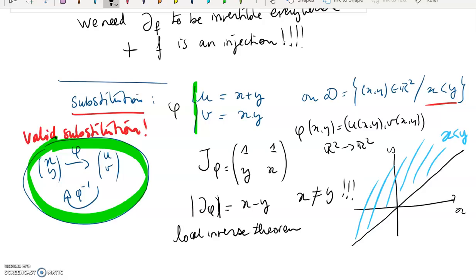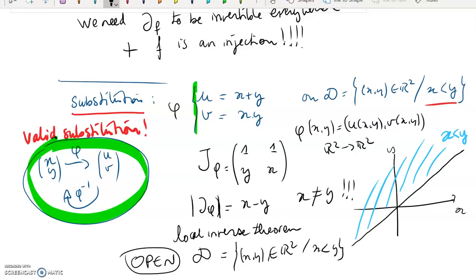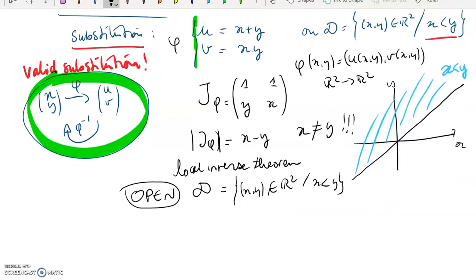I need my set to be open. That was important. If I need openness, I will need to have a strict inequality. So the set of xy in R2 such that x is smaller than y. I can apply my local inverse theorem on that open set. Maybe I should write it in big letters: we need our sets to be open, and then I know that locally I will have no problem. I can find a local inverse, and actually we can even find it very clearly.